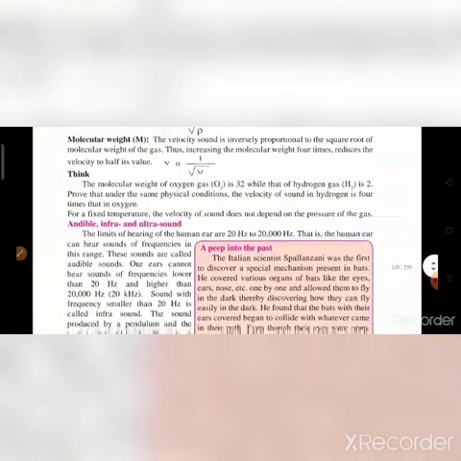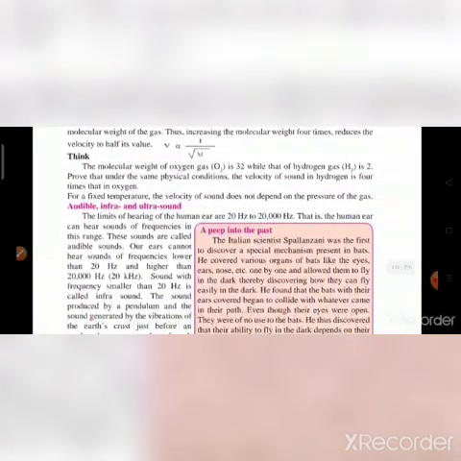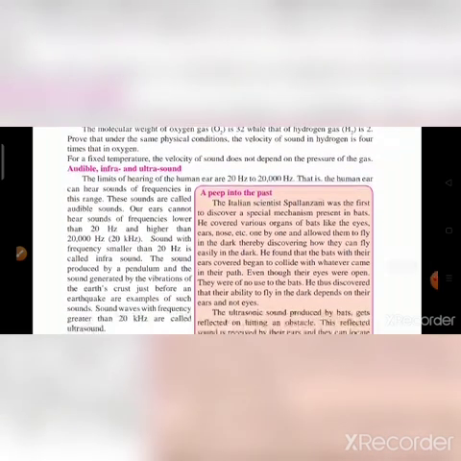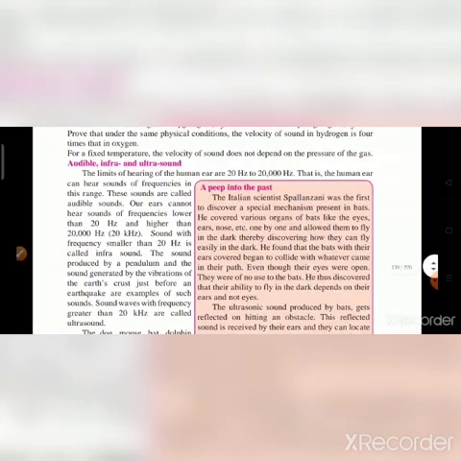Audible, infra and ultrasound. The limits of hearing of a human ear are 20 Hz to 20,000 Hz. That is, the human ear can hear sounds of frequencies in this range. These sounds are called audible sounds. Our ears cannot hear sounds of frequencies lower than 20 Hz and higher than 20,000 Hz, 20 kHz. Sound with frequency smaller than 20 Hz is called infrasound. The sound produced by a pendulum and the sound generated by the vibrations of the Earth's crust just before an earthquake are examples of such sounds.